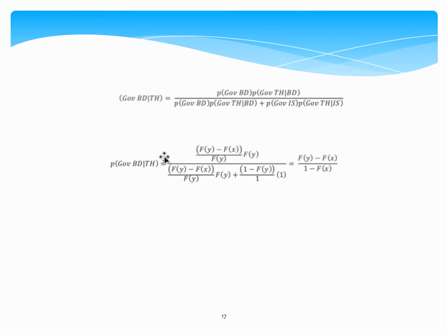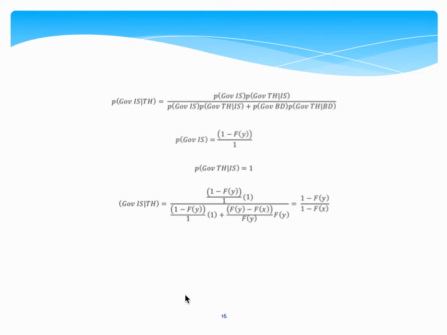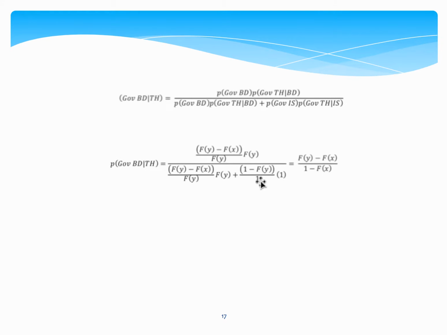And here, it's the same formula coming from the Bayesian conditional probabilities, and then after we plug those values from the simplified CDF table, we get this result. This is 1 minus, we get this result, and this is F(y) minus F(x) divided by 1 minus F(x).